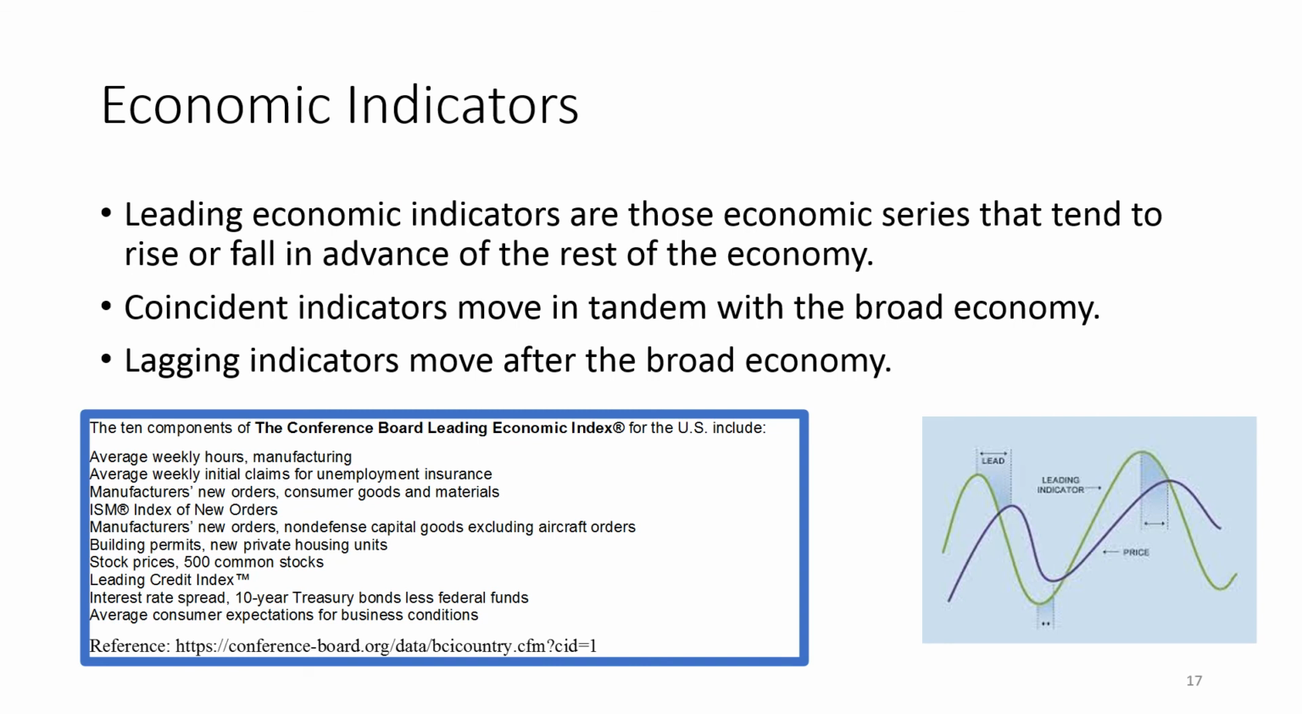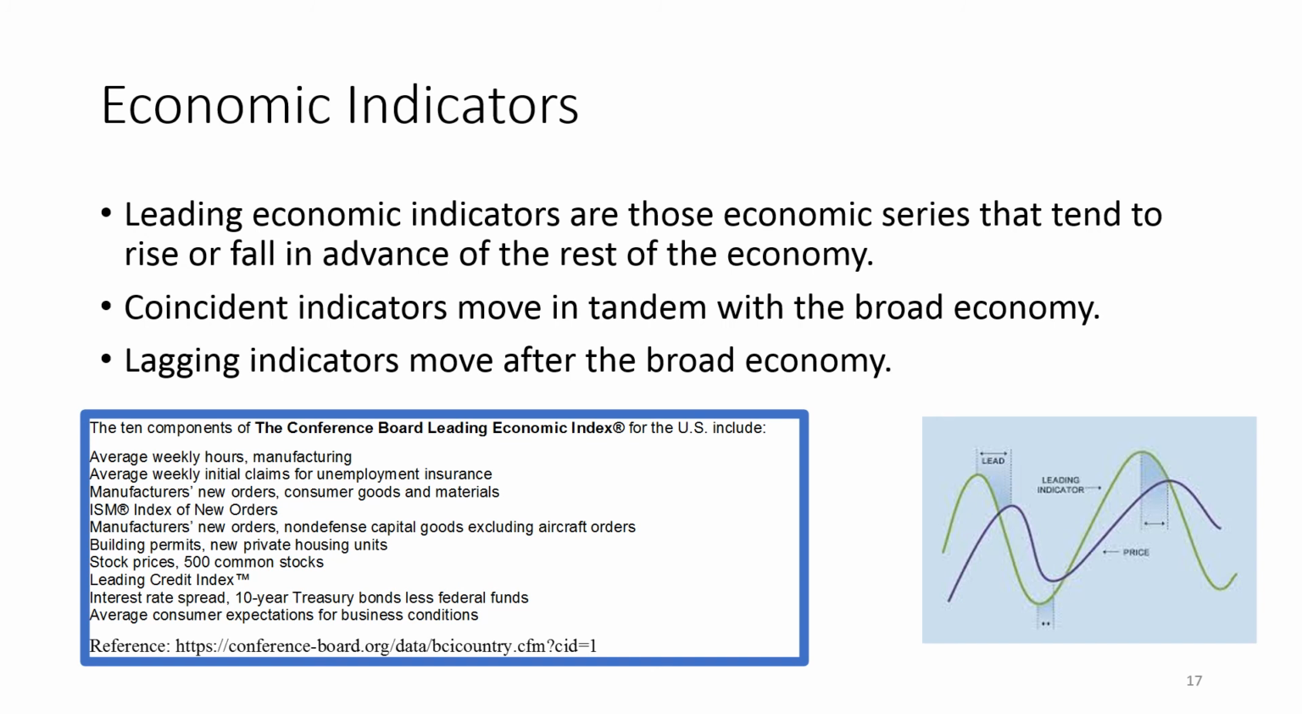The cyclical indicator approach to monitoring and forecasting the economy is built on the belief that the aggregate economy experiences periods of expansion and contraction that can be identified by the movement in specific economic series. Leading economic indicators are those economic series that tend to rise or fall in advance of the rest of the economy. Coincident indicators move in tandem with the broad economy, while lagging indicators move after the broad economy.